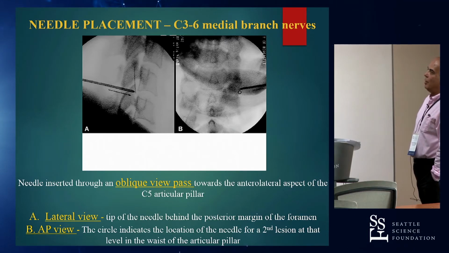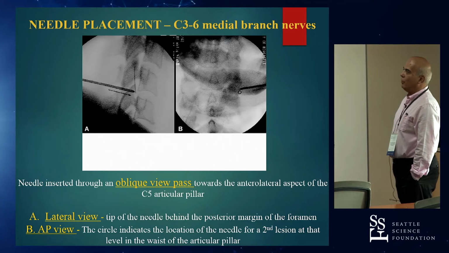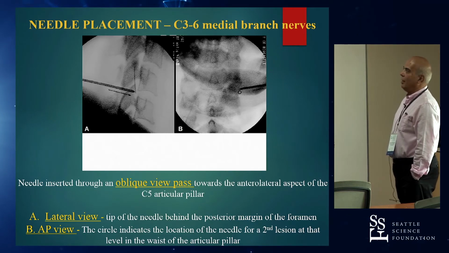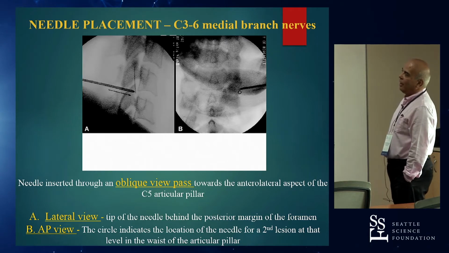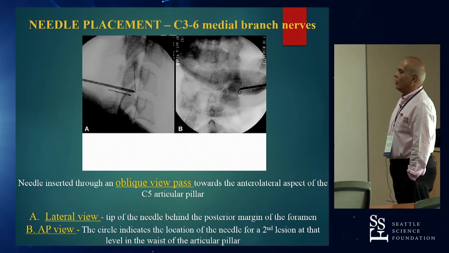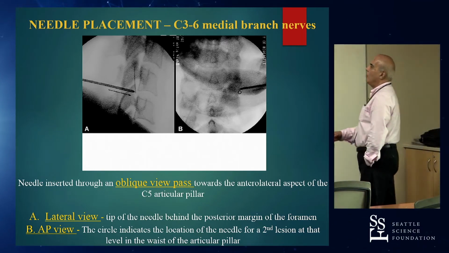You can see that the tip of the needle is lying behind the posterior margin of the foramen on the lateral view. On the right image, the AP view, you can see the circle that indicates where you can place the tip of the needle for a second lesion at that particular level in the waist of the articular pillar.